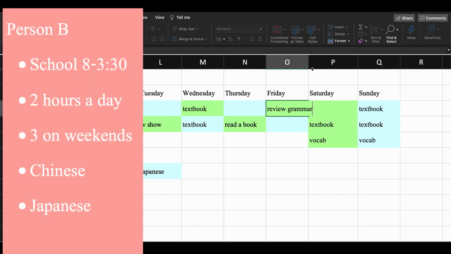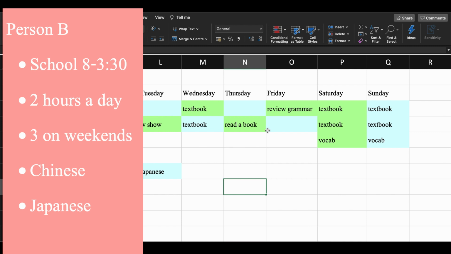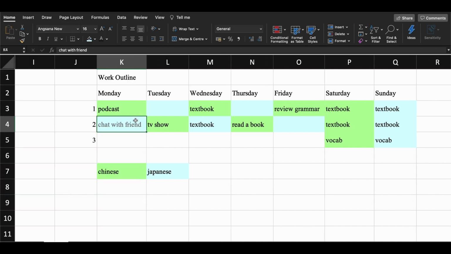Person B goes to school, and while they're still quite busy, they feel like they have a bit more time to study than person A did. They're studying only 2 languages, Chinese and Japanese, but they're not beginners in either of these languages. They're more towards the intermediate level. So they are doing pretty intensive study for someone who goes to school for both of these languages. Chinese, they learn at school, so they are not too worried about having a speaking class for that, so they haven't got much speaking put into their routine.